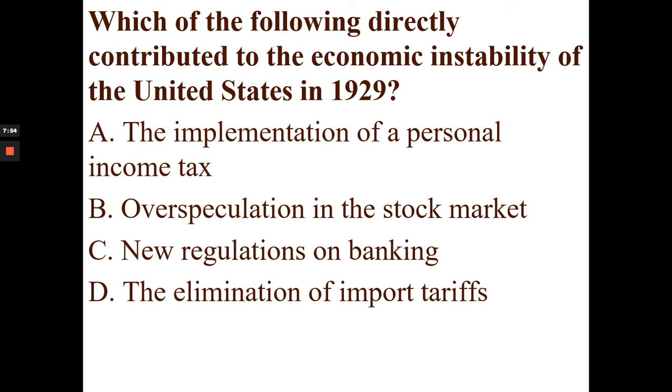So here's a multiple choice. Which of the following directly contributed to the economic instability of the United States in 1929? Remember, I said memorize that year. Okay? All right. Hit pause if you need to, but the answer is over speculation in the stock market crash.